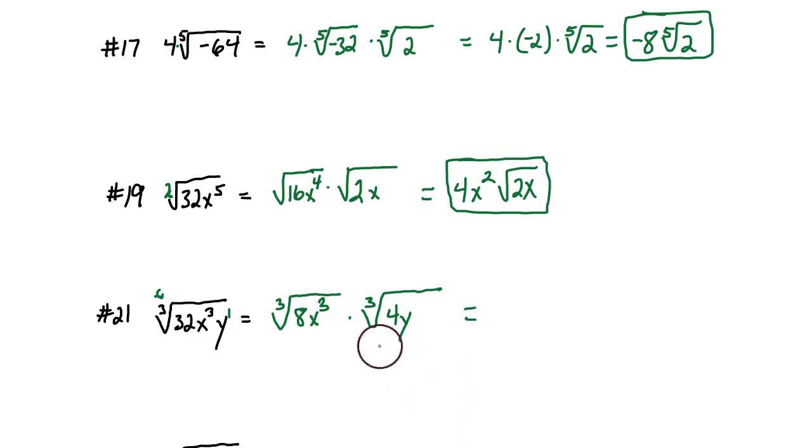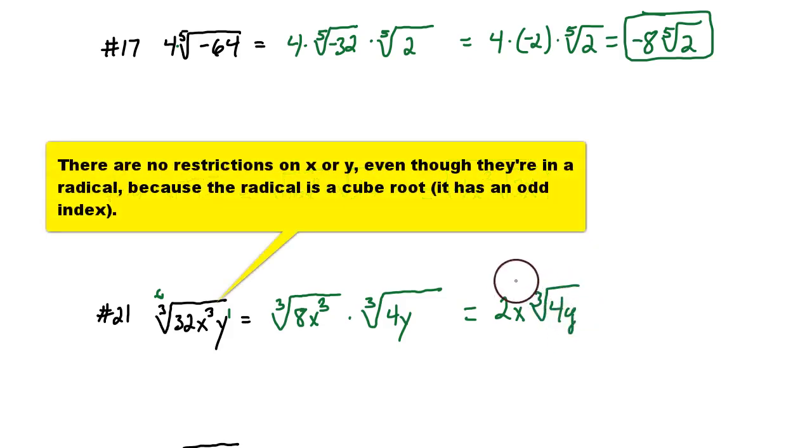Okay, we're ready for the final answer. The cube root of 8 makes 2. The cube root of x cubed makes x. And then the other factor stays in its radical form.